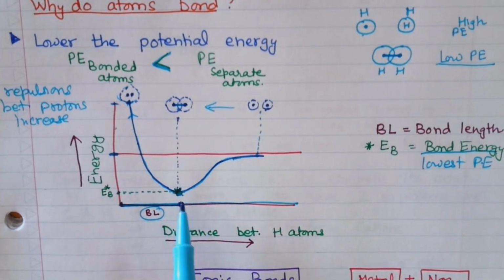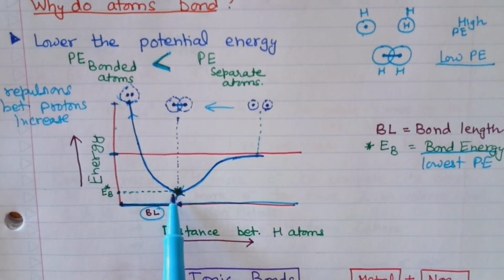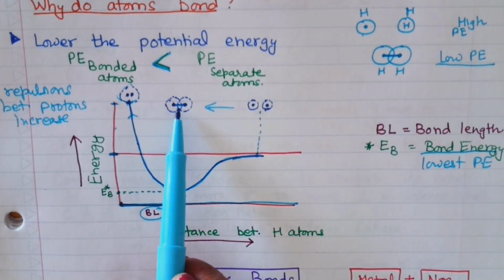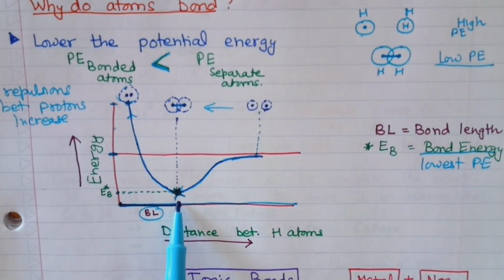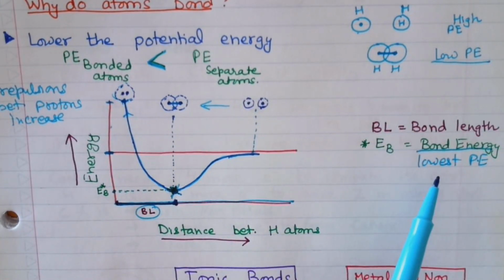Right? So we have to be at just the right distance when we call the two atoms bonded, and this is called the bond length. The ideal distance where the potential energy between the two hydrogen atoms is the lowest is what we call the bonded distance or the bond length.